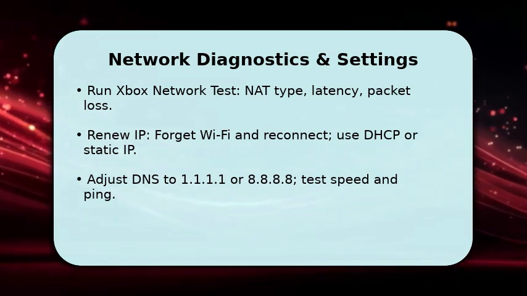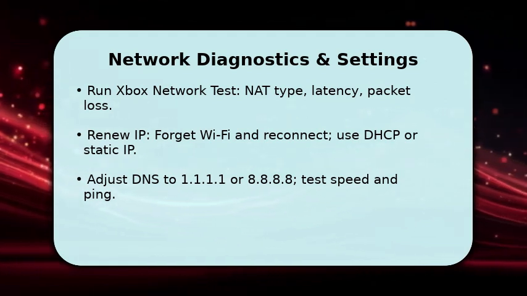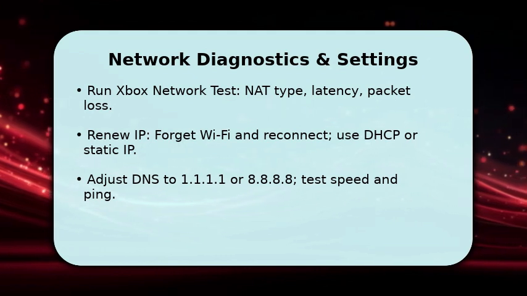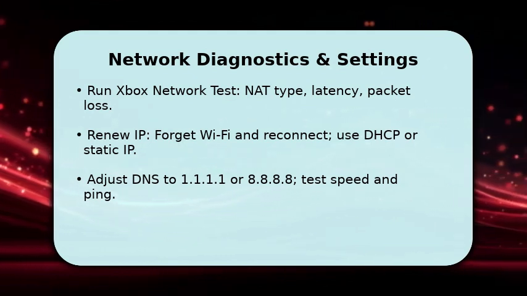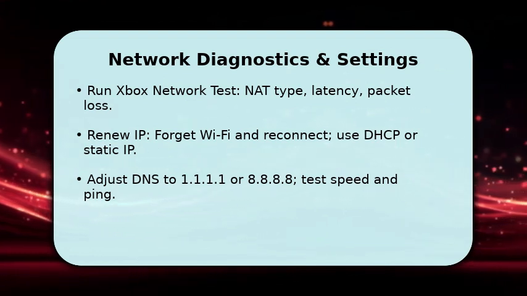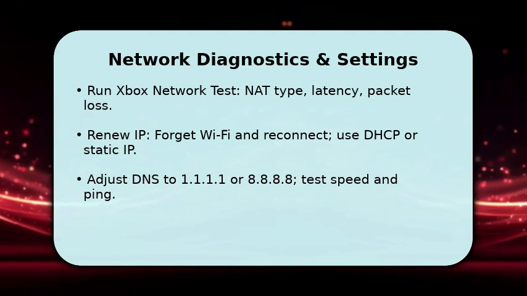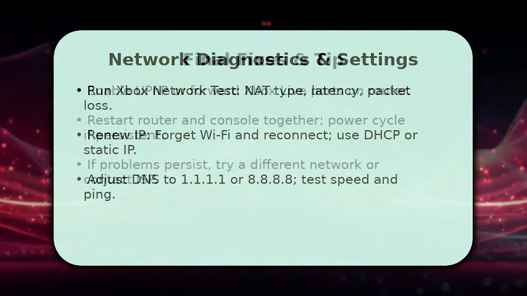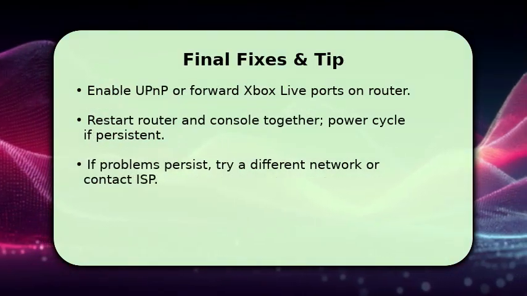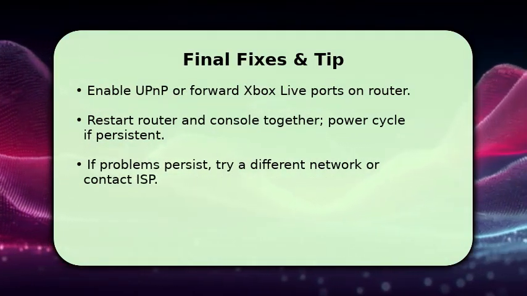Alternatively, assign a static IP if your router requires it. Change DNS to a public resolver like 1.1.1.1 or 8.8.8.8 to rule out ISP DNS issues. Then rerun the test and a quick speed check to confirm stable download and low ping values for gaming. To finish, enable UPnP on the router or manually forward Xbox Live ports to remove strict NAT restrictions.